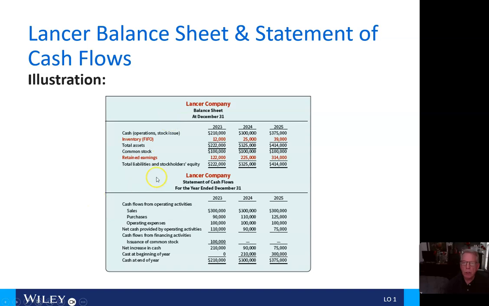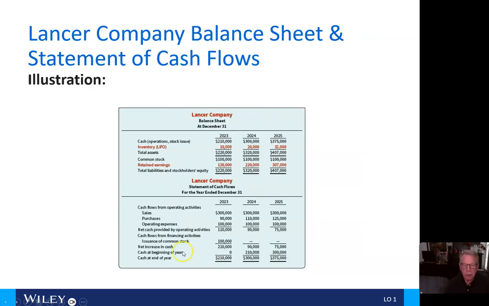So again, we're showing this balance sheet and statement of cash flows. Here's our balance sheet for inventory. So that does affect our retained earnings from the standpoint of the income statement that we just went through. And then our statement of cash flows remains pretty much unchanged from what we're showing here under LIFO.